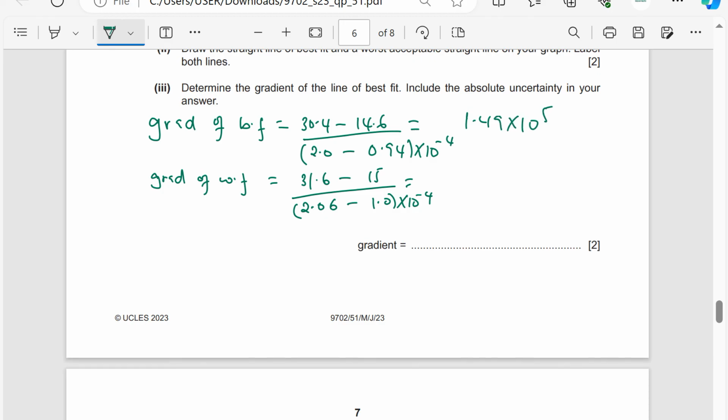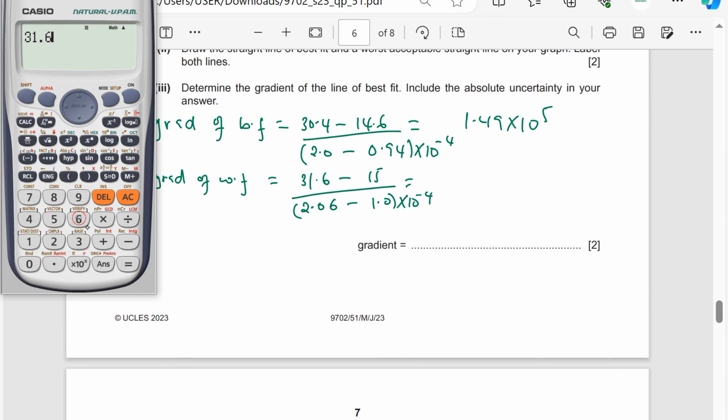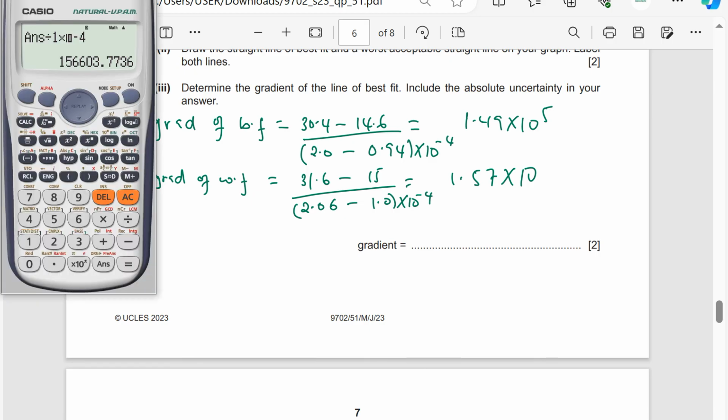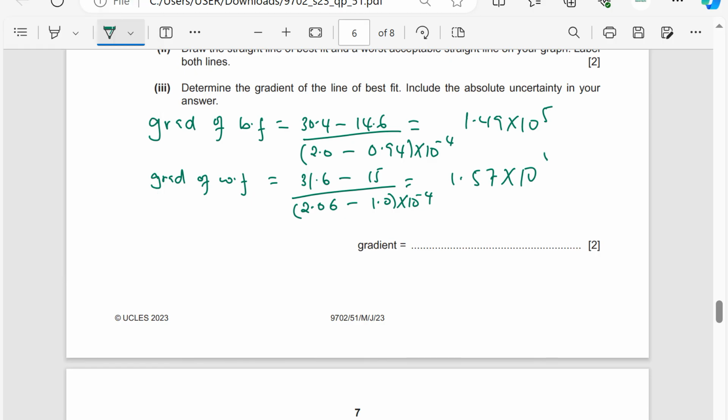So the second one, 31.6 minus 15, divided by, open brackets, 2.06 minus 1, then divide by 1 exponent minus 4, which is times 10 power minus 4. So this is 1.57 times 10 to the power of 5.